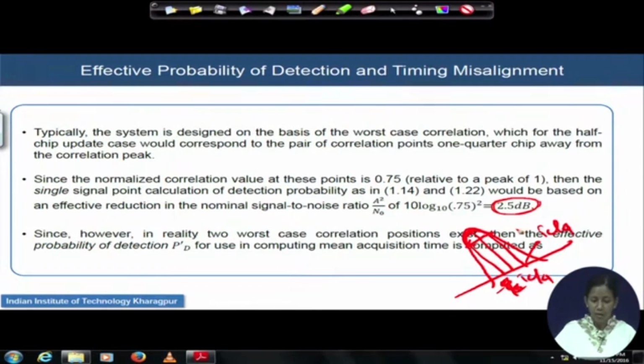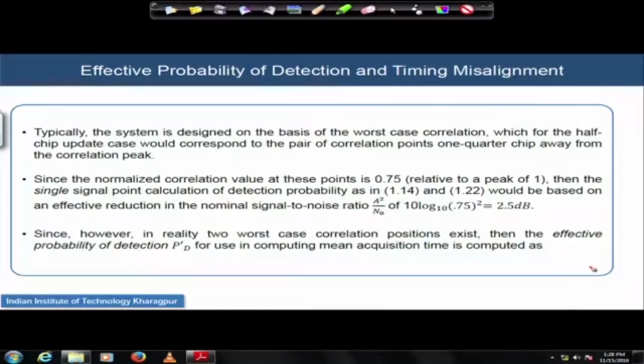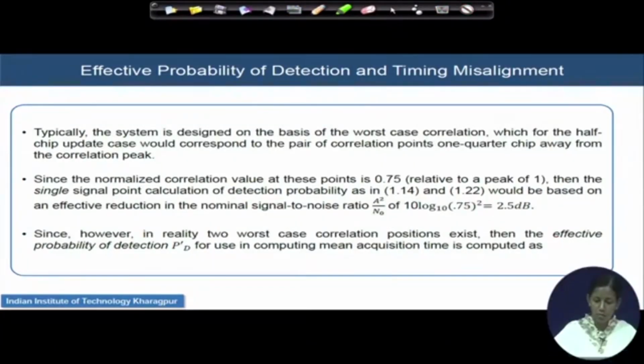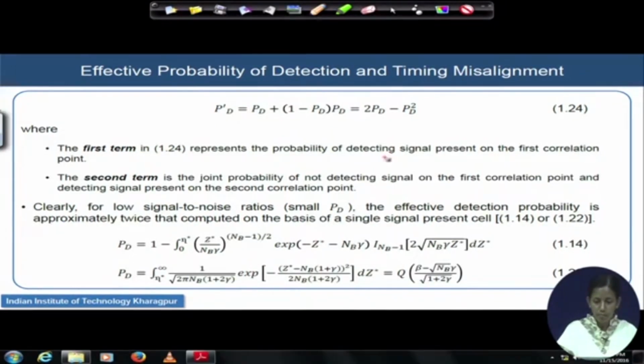That is why we call it an effective detection probability, we do not call it a true detection probability. The expressions that we have got in the last few slides, PD and PFA, are the actual detection probability and actual false alarm probability, whereas in practice we will always get the effective detection probability, which will be computed as this. The expression of the effective detection probability will be given by equation 1.24, where the first part is representing the probability that you are detecting the signal present on the first correlation point.